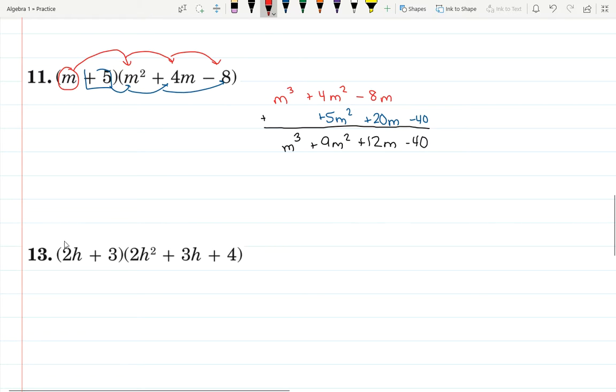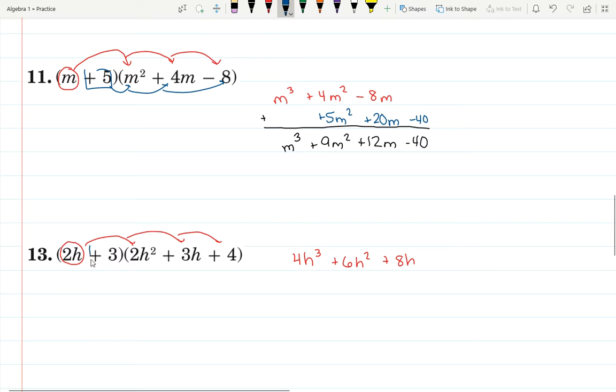We can follow the same logic on 13. We have 2h being distributed amongst these. So 2h times 2h squared is 4h to the third power. 2h times 3h is a positive 6h squared. 2h times 4 is a positive 8h.